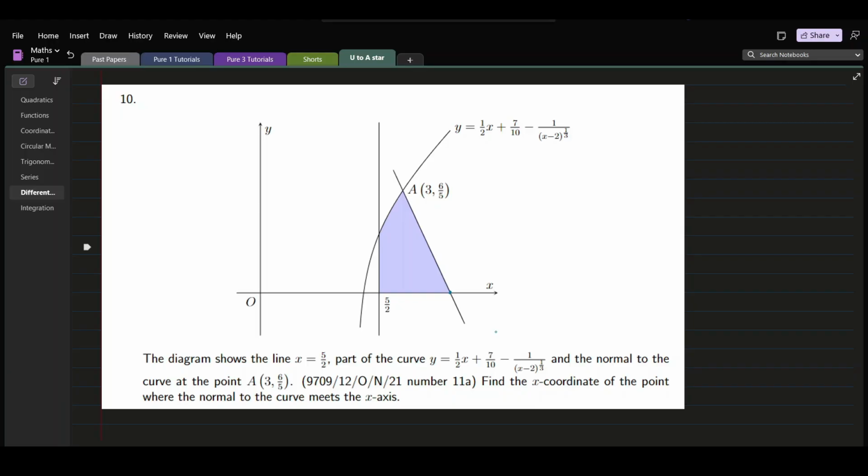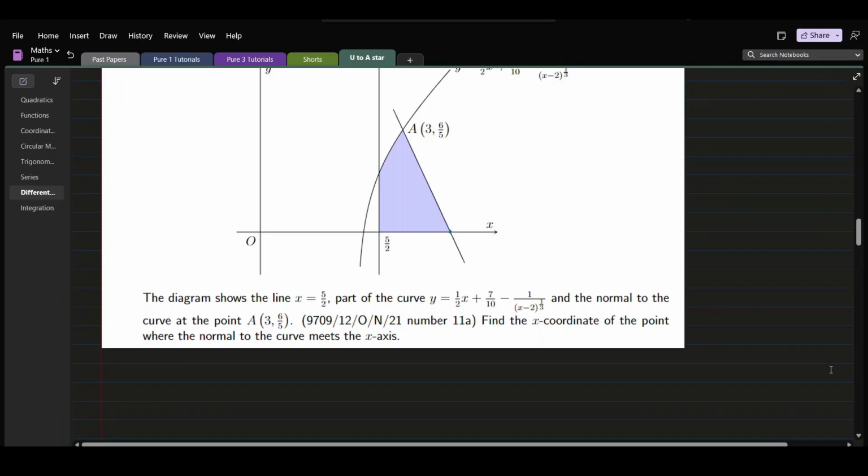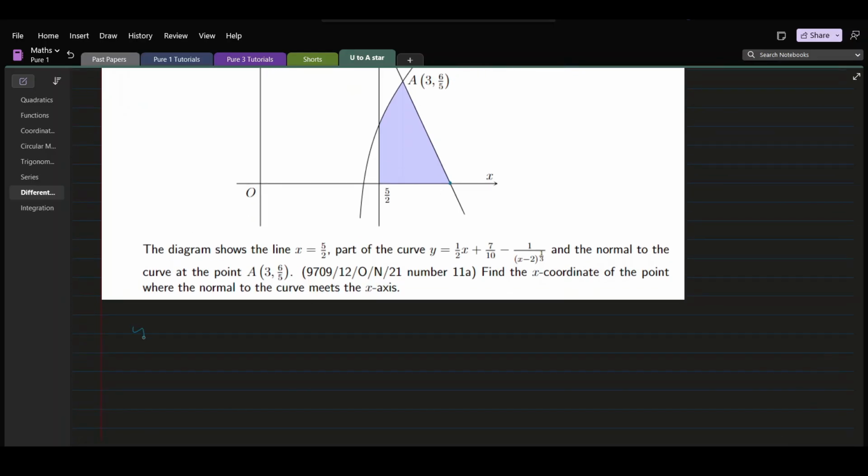So what we need to do first is to find the equation of the normal, and we can do that by finding the gradient of the normal and then using the point A together with the gradient to get our equation. So to get the gradient of our normal, we first have to find the gradient of the tangent, dy dx. So let's start by differentiating our function. That's y is equal to half x plus 7 over 10 minus, let's bring this bracket up to the numerator, so that's x minus 2 to the power negative 1 over 3.